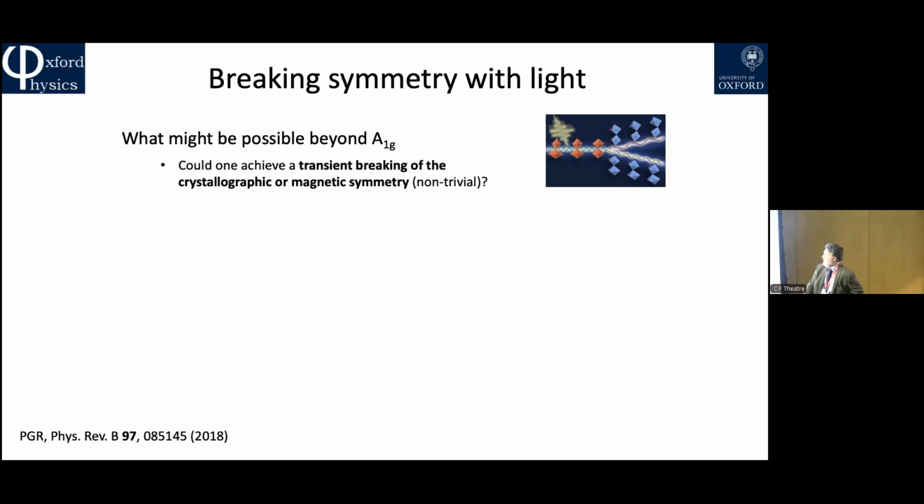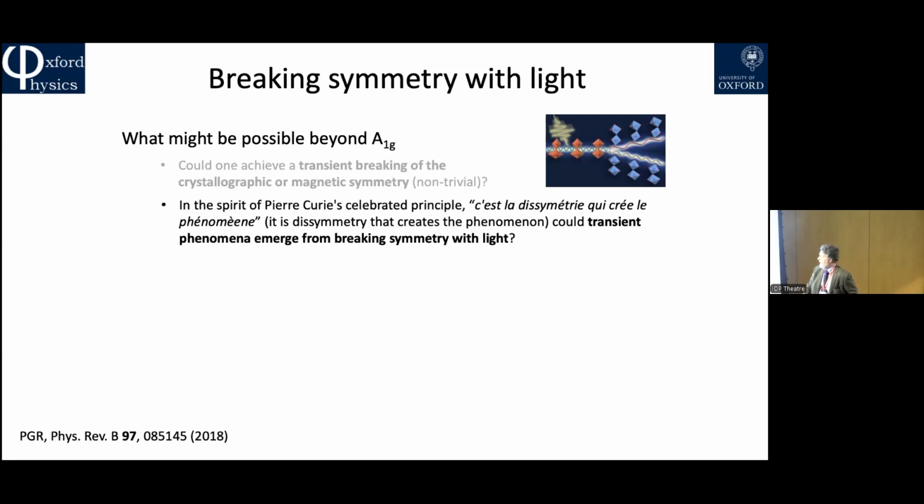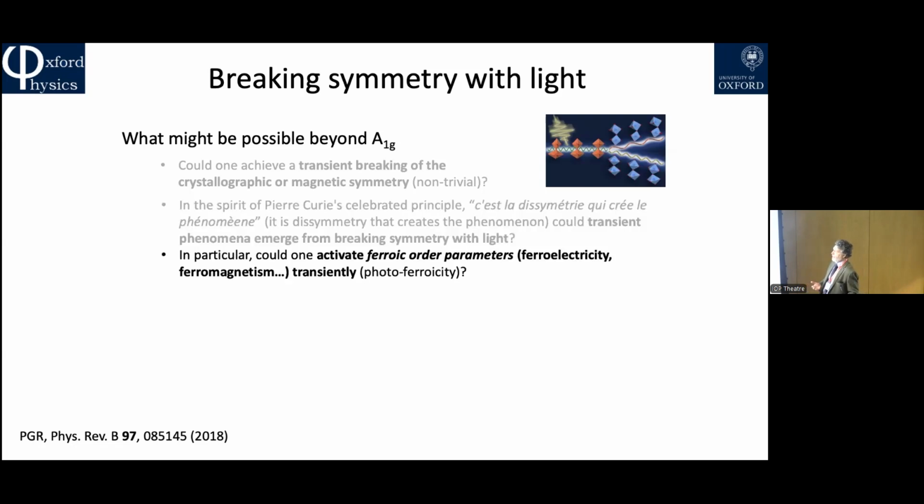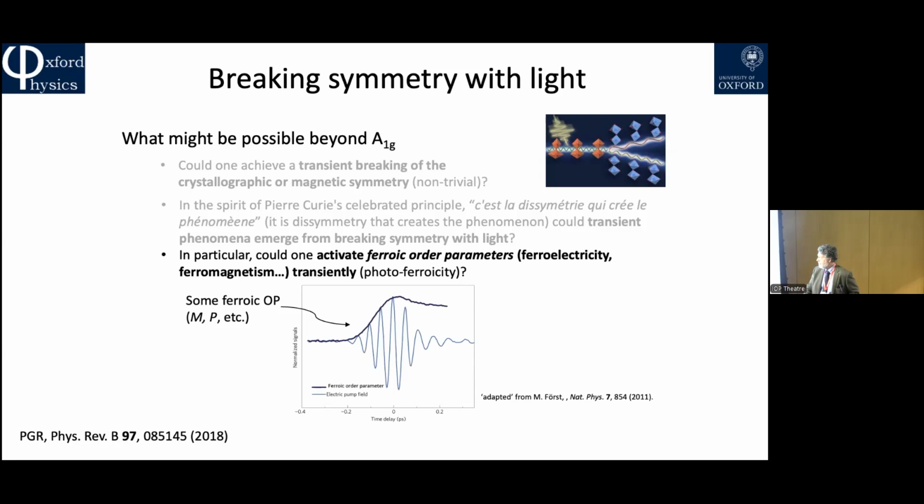Okay. So can you achieve a transient breaking of the crystallographic or magnetic symmetry, and therefore, in the spirit of Curie's celebrated principle, it is the dissymmetry that creates the phenomenon. Could transient phenomena emerge from this breaking of symmetry with light? So, can you activate ferroic order parameters, magnetism, electricity, or other parameters, chirality, transiently? Right? So that's the question, and the answer to it is yes.